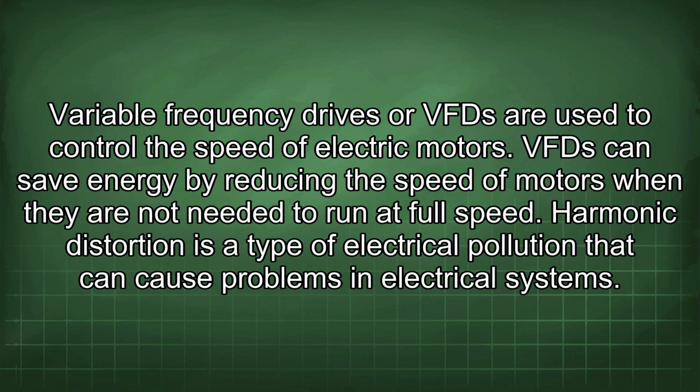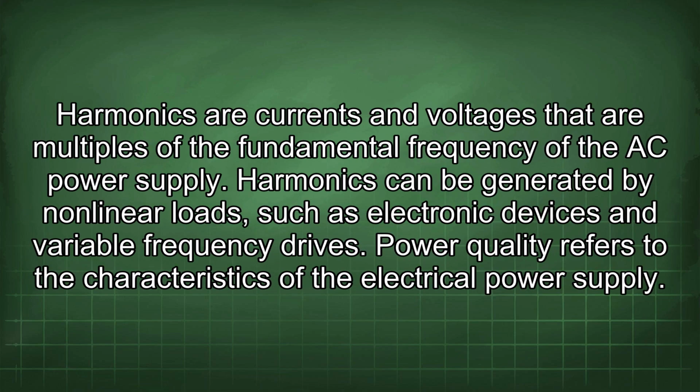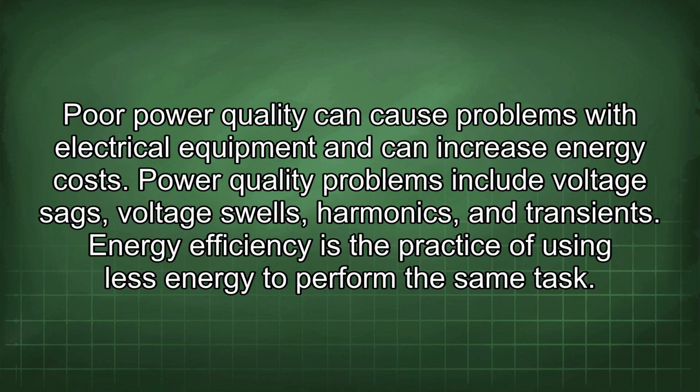Harmonic distortion is a type of electrical pollution that can cause problems in electrical systems. Harmonics are currents and voltages that are multiples of the fundamental frequency of the AC power supply. Harmonics can be generated by nonlinear loads, such as electronic devices and variable frequency drives. Power quality refers to the characteristics of the electrical power supply. Poor power quality can cause problems with electrical equipment and can increase energy costs. Power quality problems include voltage sags, voltage swells, harmonics, and transients.